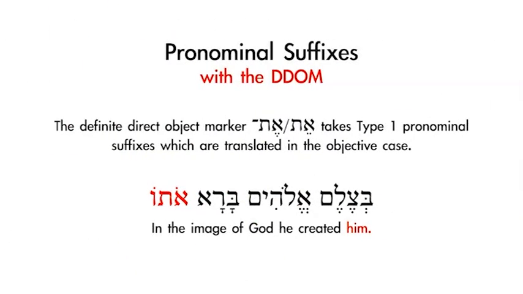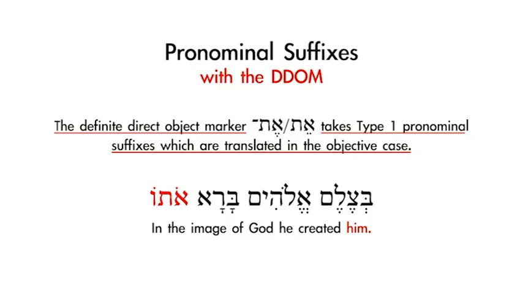Let's look at how pronominal suffixes are attached to the definite direct object marker. The definite direct object marker, eith or eth, takes type 1 pronominal suffixes which are translated in the objective case. Now remember, the definite direct object marker is never translated. It's a function or a grammatical word. It's telling you that what follows is the object of the verb. And a pronoun or pronominal suffix can function as the object of the verb, and it's considered definite. So in the example that we have here, B'Tselem Elohim bara otho, you can see at the end here the definite direct object marker appearing with a 3ms pronominal suffix.